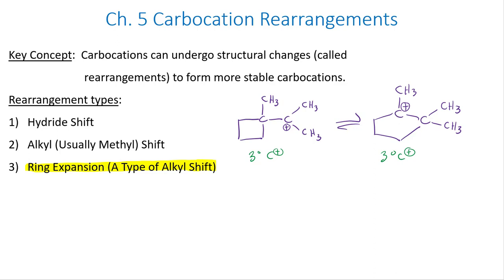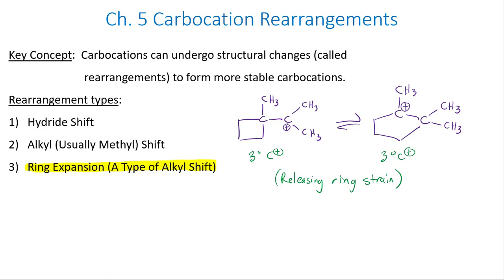Remember from our studies on cycloalkanes that cyclobutane, or the four-membered ring, is a relatively highly strained ring, and so in what we're doing in this case, we're not making our carbocation more stable because it's more substituted, but we're releasing or relieving ring strain. So we're making the structure overall more stable.